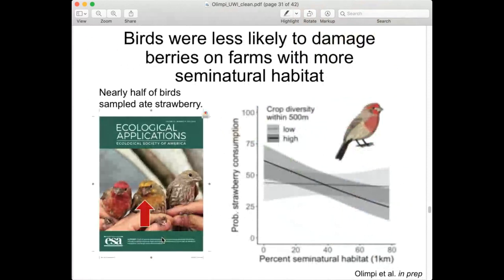So we also looked at the effects by understanding if birds had eaten strawberry from fecal samples. And what we found was the same sort of trend, because we found that in landscapes with higher crop diversity, so more different types of crops on other farms around in the landscape, that trend was intensified. So as there was more semi-natural habitat around the farms and more crop diversity, birds were less likely to damage berries. That being said, about half of the birds that we sampled did eat berries. Here you can see 3 different house finches all looking pretty guilty with strawberry stuck to their bills, and they were the species that were most likely to consume strawberries in the study.